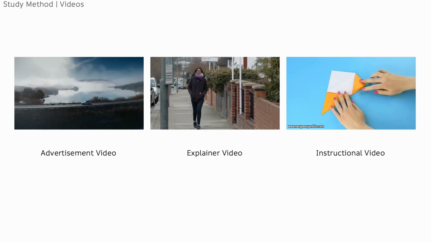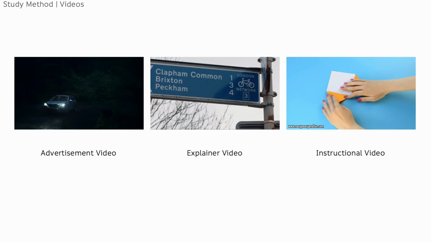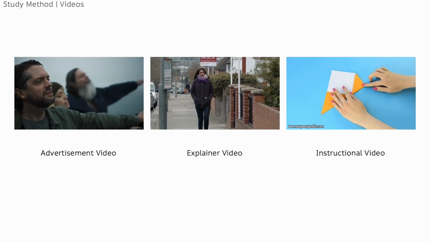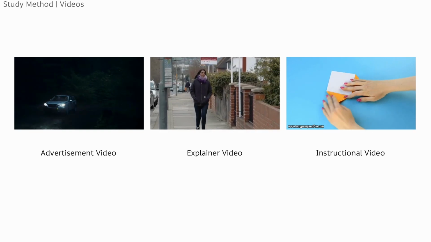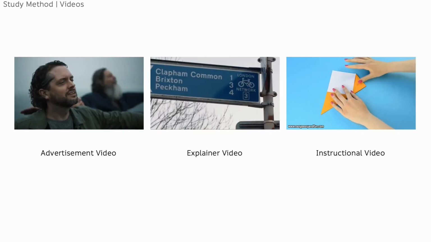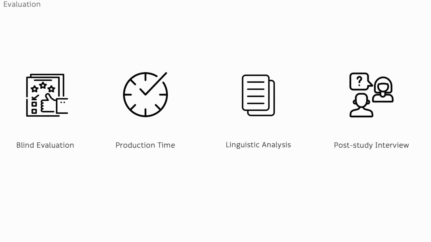We asked the participants to generate scene descriptions for 3 different video types. The first one is an advertisement video of a Subaru car, the second one is an explainer video on color contrast, and the last one is an instructional video on how to make a bookmark origami.